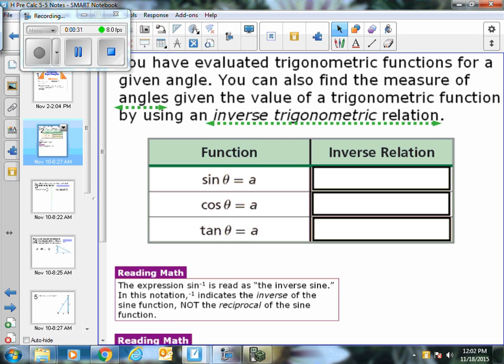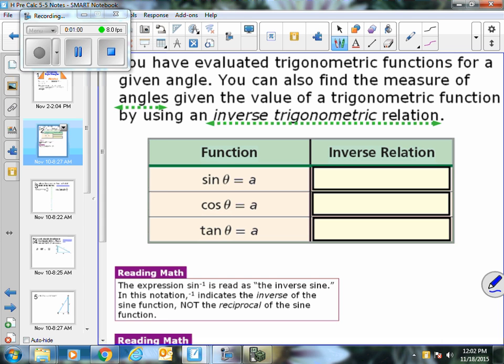If you have trig functions at a given angle, you can also find the angle measurement by using what we call the opposite operation. So we can find the measure of the angle using the inverse. What I have written up here are the functions, using our universal symbol theta for our angle measurements, equal to a. A is standing for just a number. Remember, when you write the ratio of two sides, opposite over adjacent, you can write it as a fraction or as a decimal.